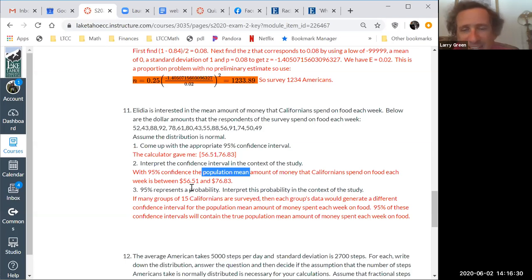And I didn't take off points, but you should either go 2 decimal places or no decimal places. This is money. I think one person did 1 decimal place. No one does that for money. So either $56.51 to $76.83, or between $57 and $77. Okay, so that would be a reasonable answer.